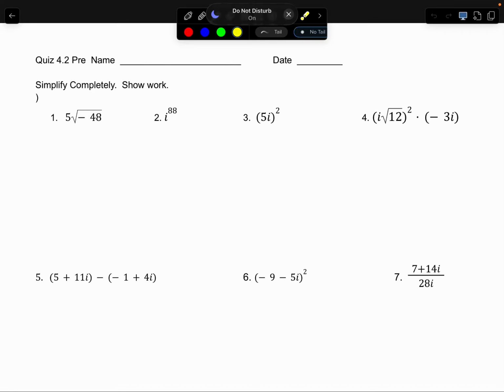Please write these few problems down on a piece of paper, and let's do them. So here's how they go. The first one, the square root of 48.